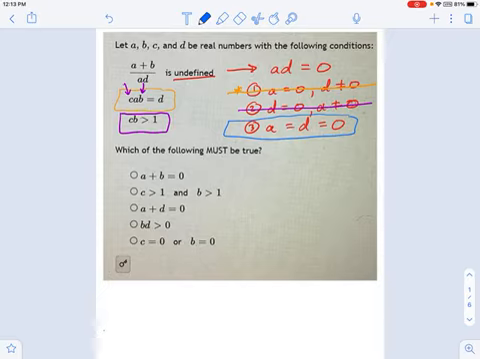A plus B equals 0? No, not necessarily. Remember, B could be 5. Well, who knows what B is? How about C is greater than 1 and B is greater than 1? Yeah, that could be true. So that's maybe true, but it doesn't necessarily have to be true. A plus D equals 0? That one has to be true, because A and D are both themselves 0.